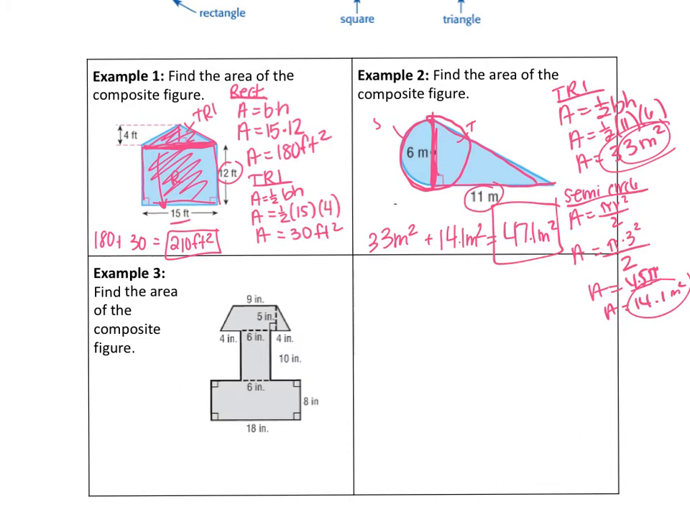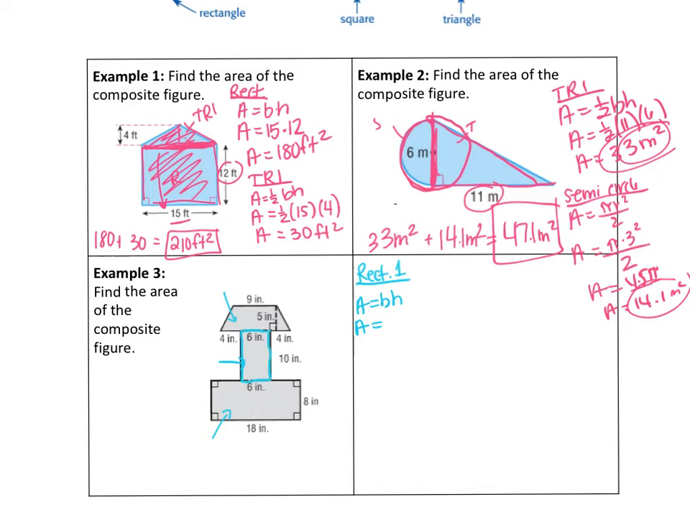All right, example 3 has 3 shapes in it. Luckily, they're pretty easy shapes. So this is a rectangle, this is a rectangle, and this is a trapezoid. So I'm going to do rectangle 1. And the area of a rectangle is base times height. This is my rectangle here.